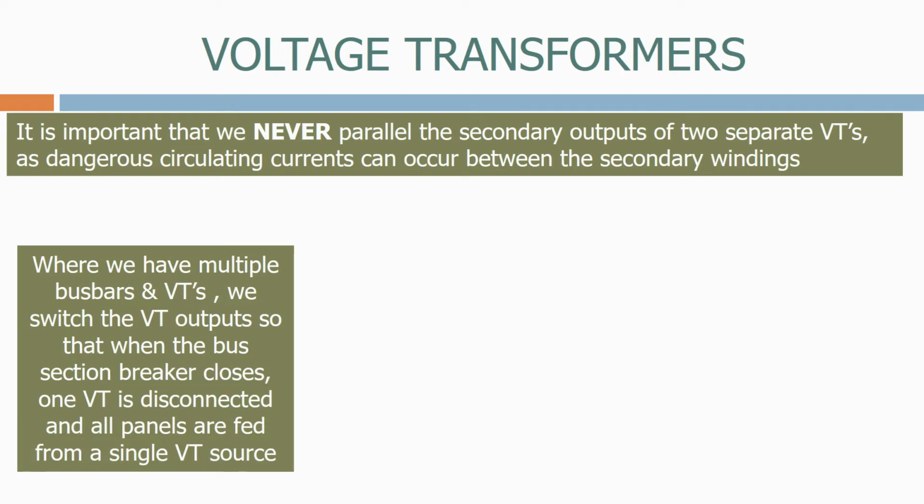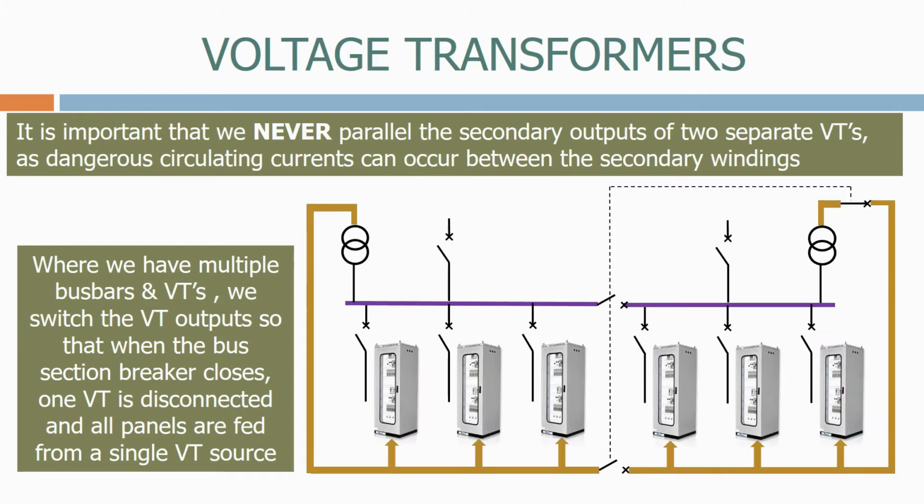Where we have multiple bus bars and VTs, we switch the VT outputs so that when the bus section breaker closes, one VT is disconnected and all panels are fed from a single VT source. Here's an example of that. As the bus section breaker closes, we switch the supplies from one VT to the next.